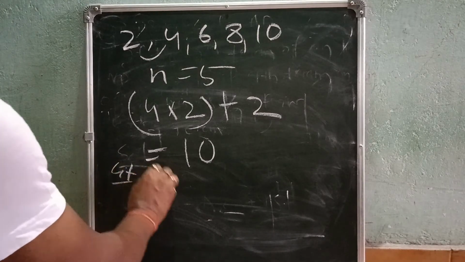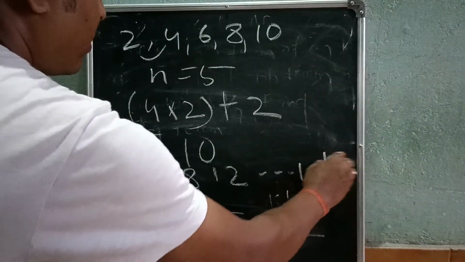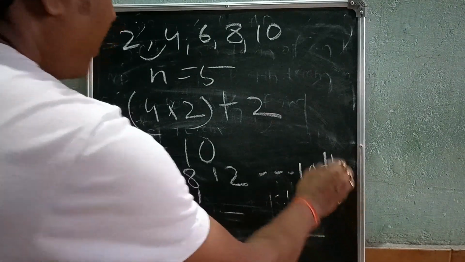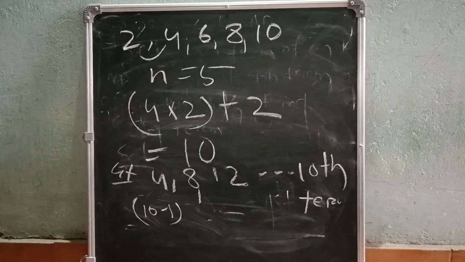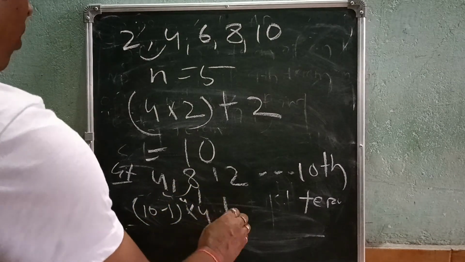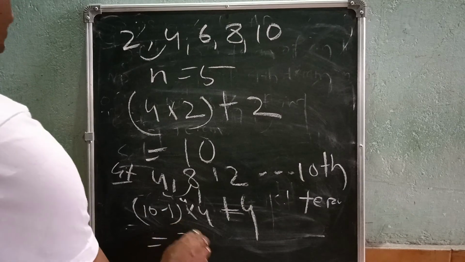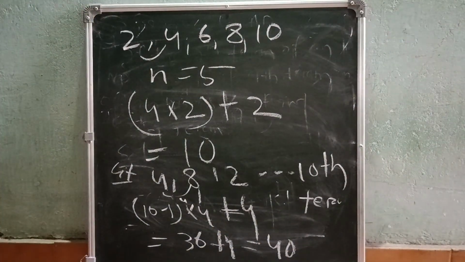Another we can take also, like 4, 8, 12, in that way up to the 10th term. So n is 10. So 10 minus 1 into the difference, which is 4, plus the first term 4. So 36 plus 4 is equal to 40. So you can find all these questions through this trick. It's really very easy, and you can find the answer easily. Okay, thank you.